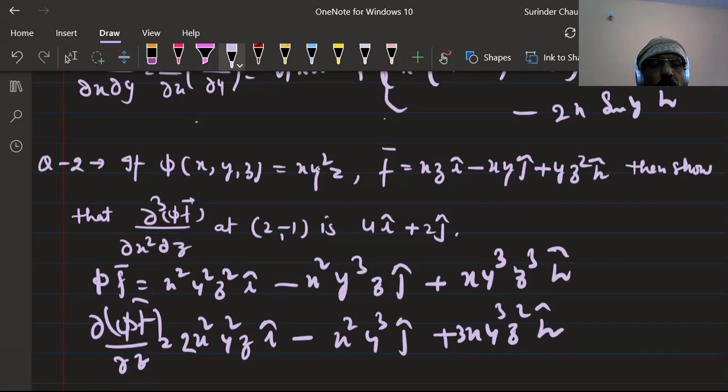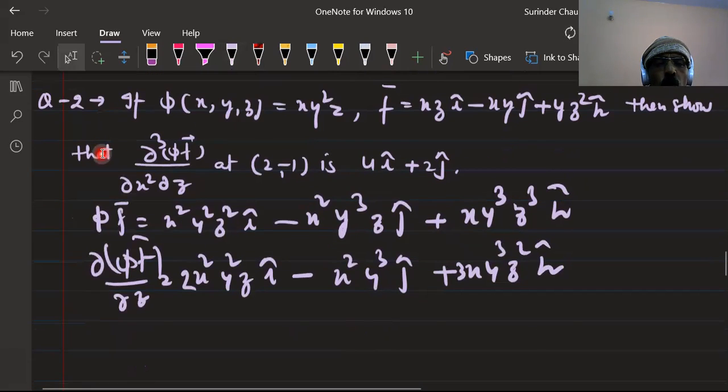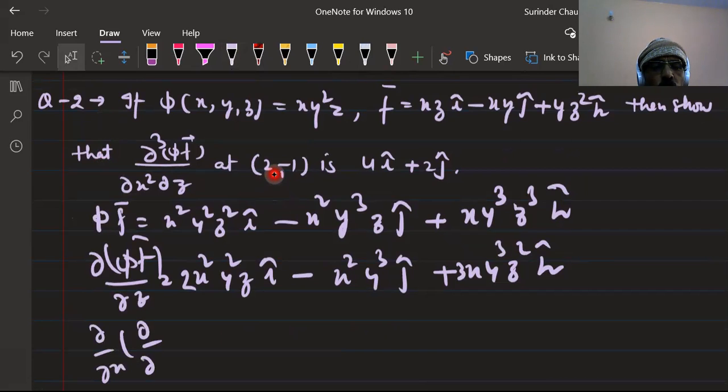Now, we differentiate with respect to x twice. This is the partial derivative with respect to x twice at the point (1, -2) of the equation. Now differentiate this with respect to x, the partial derivative with respect to z of phi of the F vector. What is the F vector equal to? Differentiating with respect to x, these are constants.